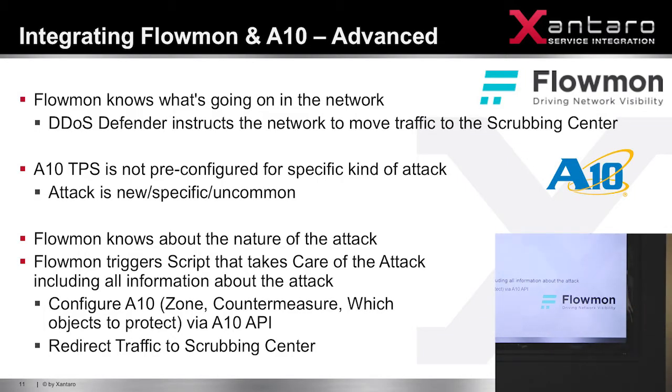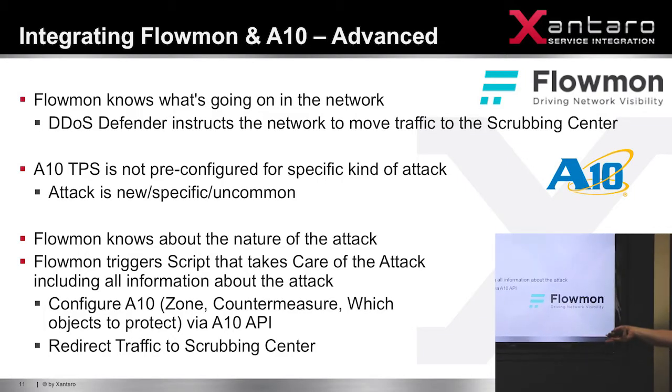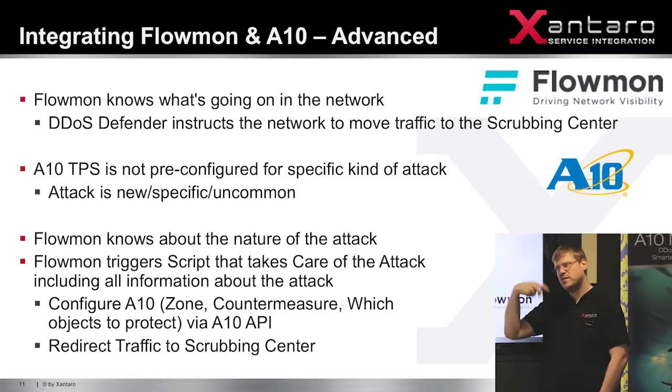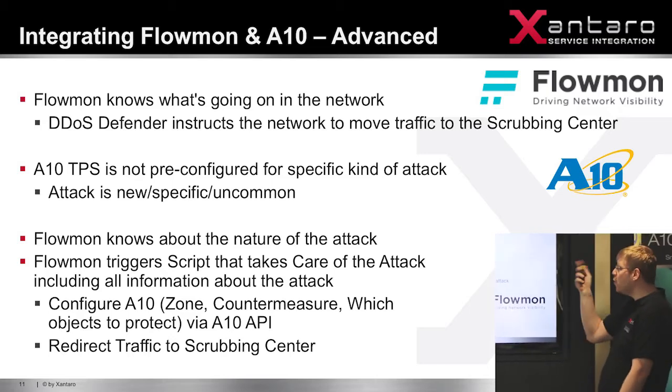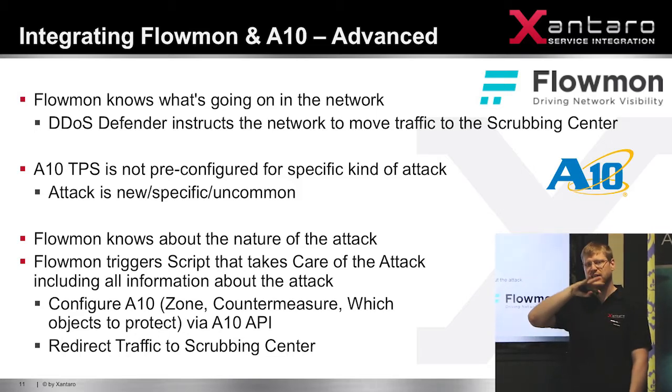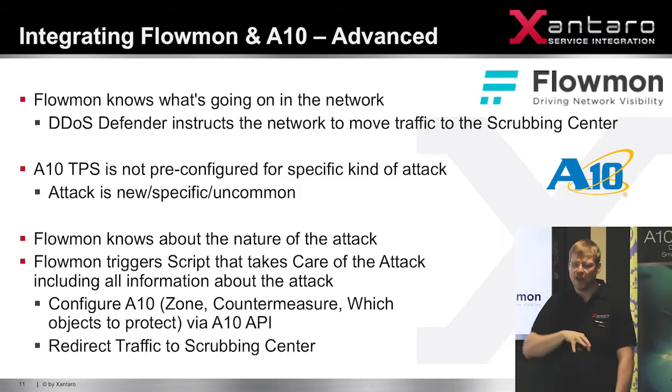I showed you a very basic implementation example. I had predefined zones on the A10. I just used BGP in order to move over there. We could take that to the next level because Flowmon knows exactly what's going on in the network, and it knows exactly what the attack looks like in that specific moment.